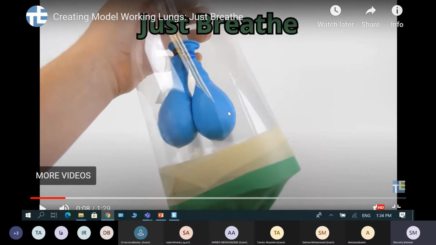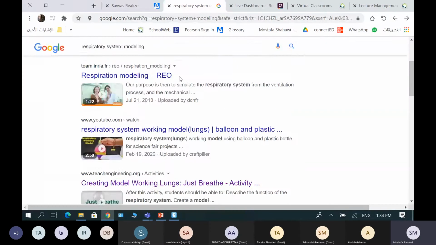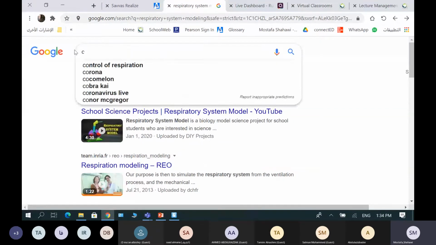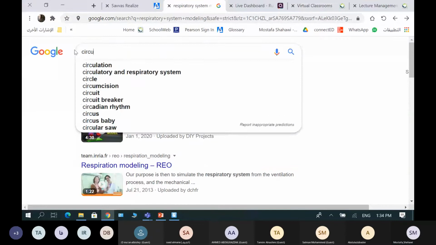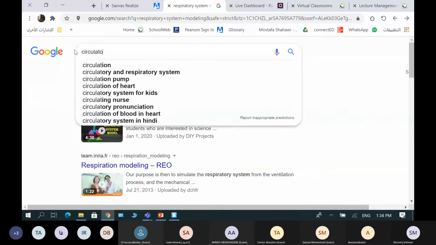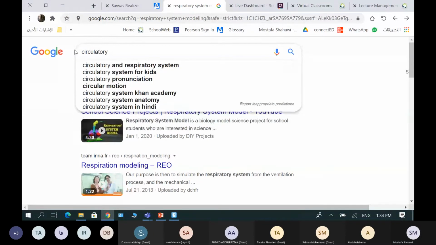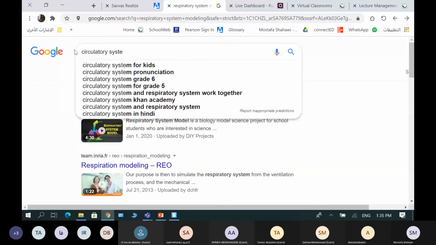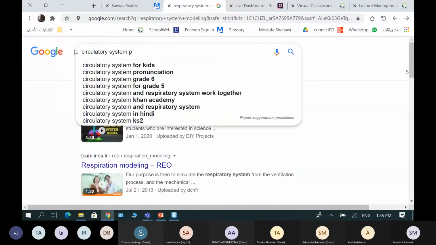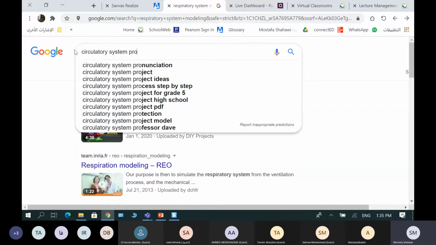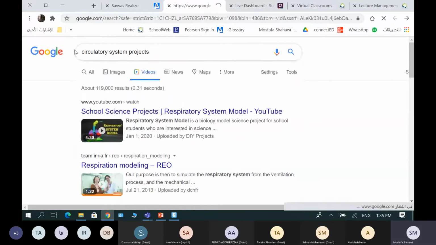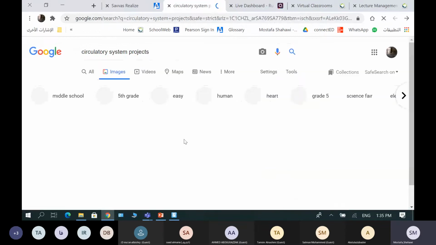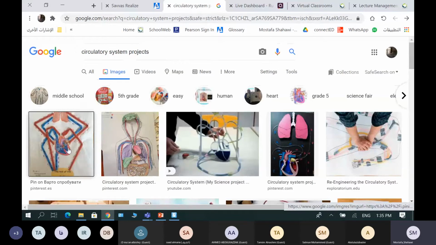I'll give you another example. For another one, instead of respiratory, he will take the circulatory system, and type project, not model. You can choose any one of them, any words. And you can click here to see images or videos about it. So you can do something like this project.